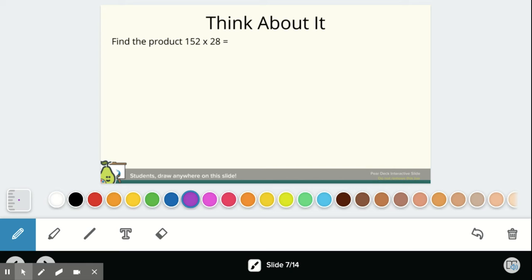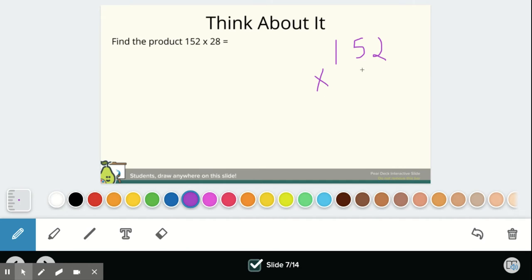All right, scholars, let's take a look at the think about it. Find the product 152 multiplied by 28. All right, so I'm going to set this up right over here, just spacing out the numbers a little bit to not get anything mixed up right here.